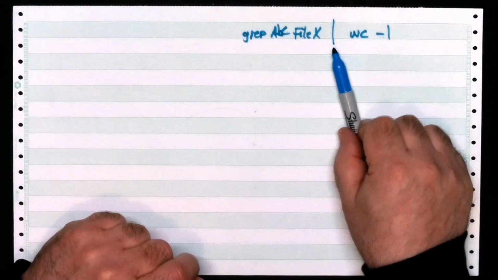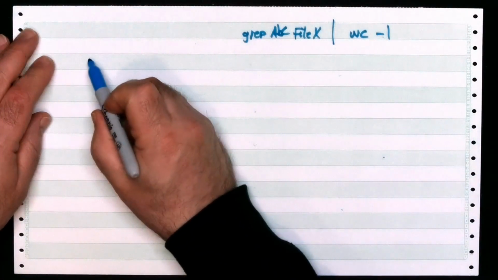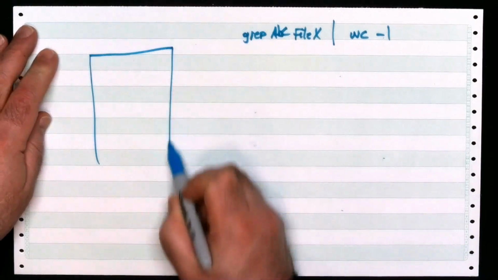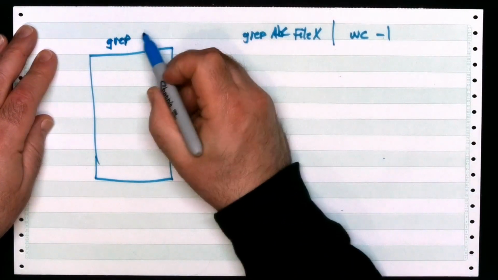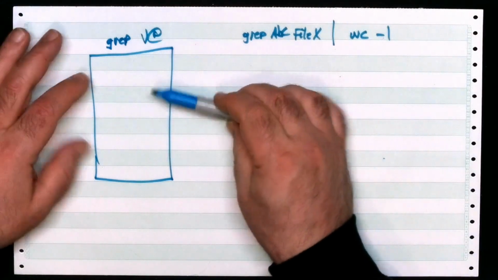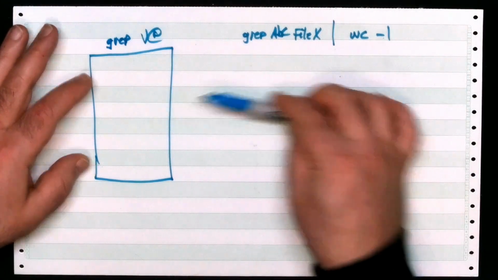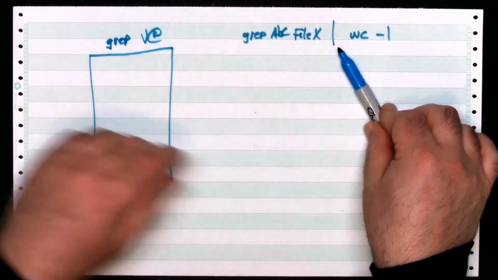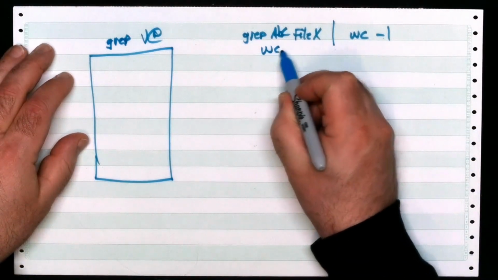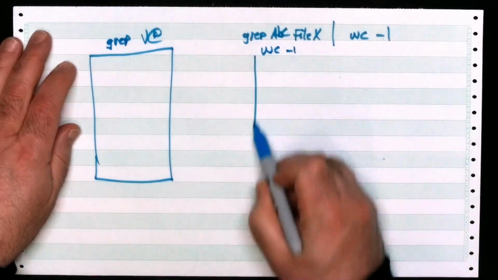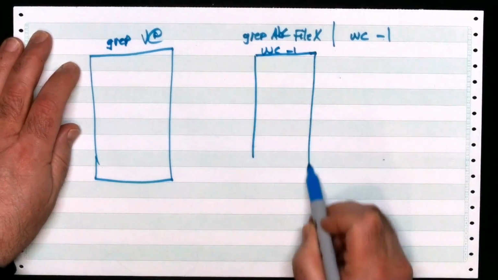How does that work? Well, it turns out when I start the grep command, so this is my grep, right? This is my virtual address space for the running process for grep. Because I put a pipe in there, the operating system says, okay, I'm going to fire these two up. Here's my word count minus L, the virtual address space for that.